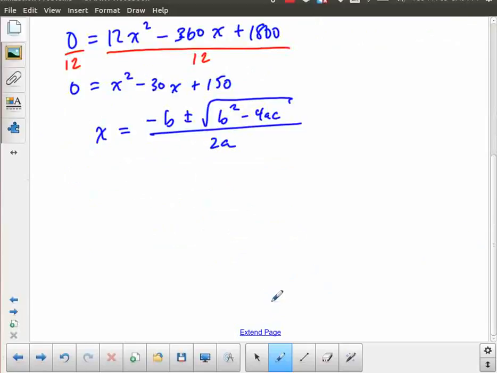And I've already got an answer ready for this one just for the sake of time. I end up with x is approximately equal to 23.660, or x is approximately equal to 6.340. So you take a look at this and these seem like valid answers. They're both positive. Okay, so is there a problem?